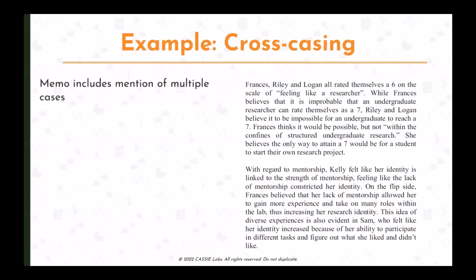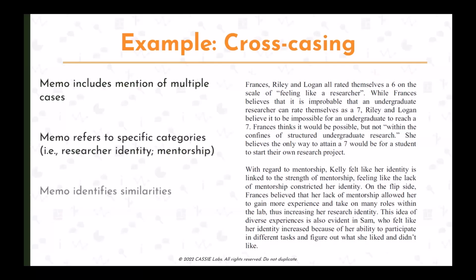Cross-casing. What do we see in this memo? It mentions multiple cases, Francis, Riley, and Logan. So it's not just one person being mentioned in this memo. It's multiple people being mentioned in this memo. And then similarities are being identified, as well as differences. So we see how Francis believes that it's improbable that an undergraduate can rate themselves a 7. But Riley and Logan think it's impossible for an undergraduate to reach a 7, right?